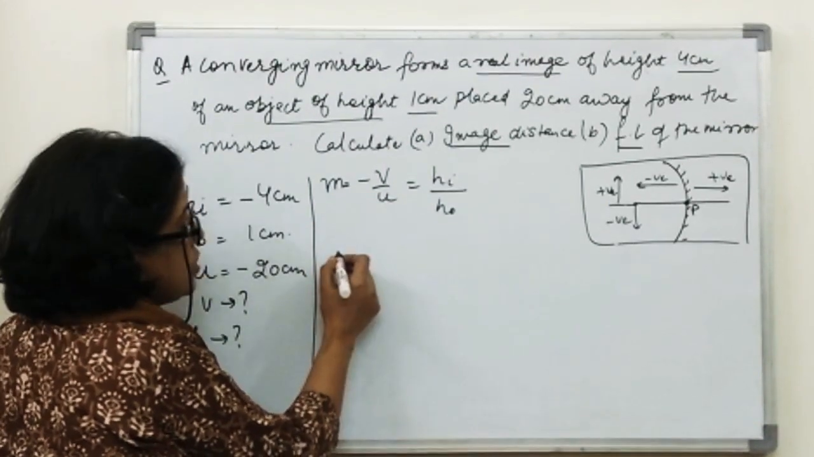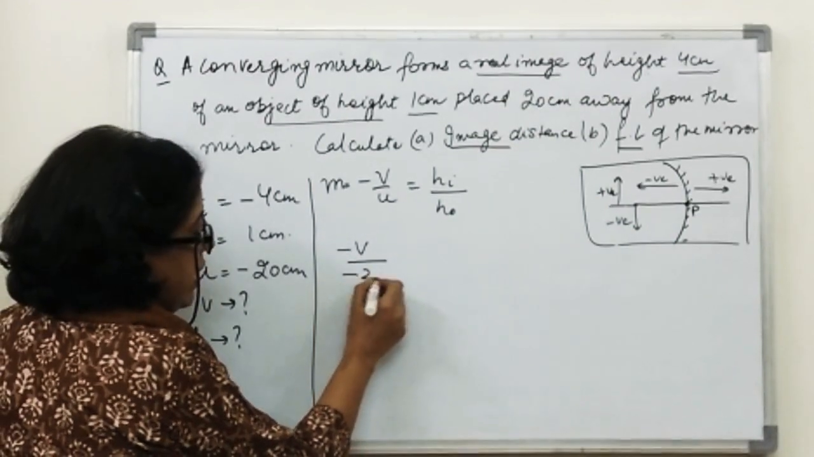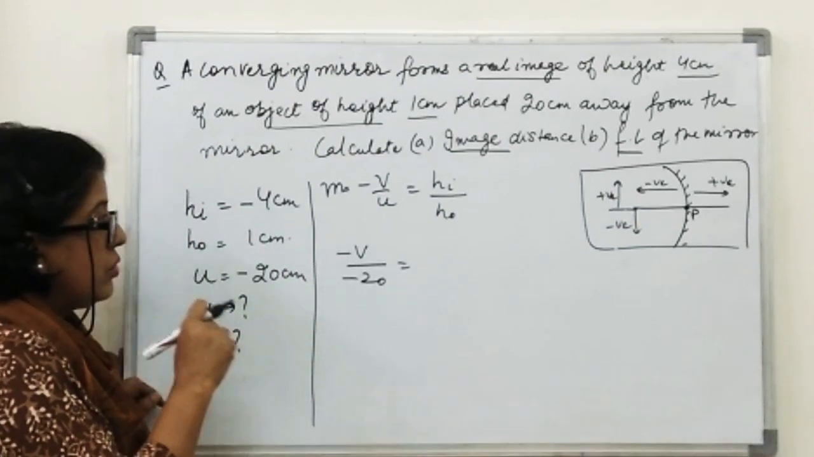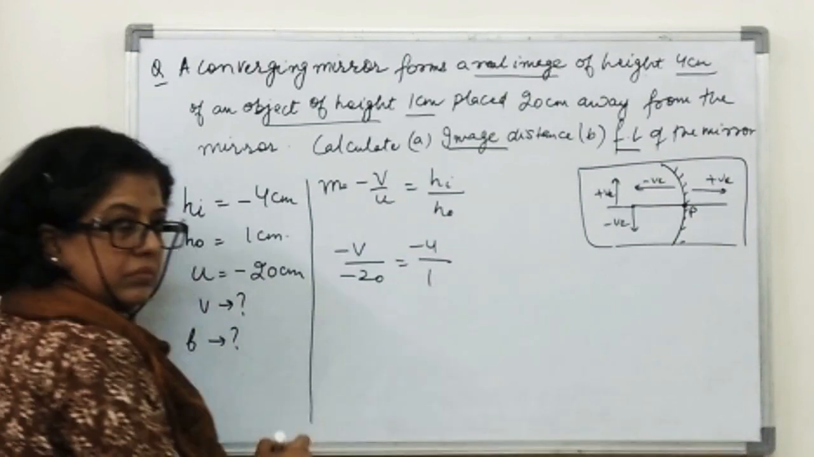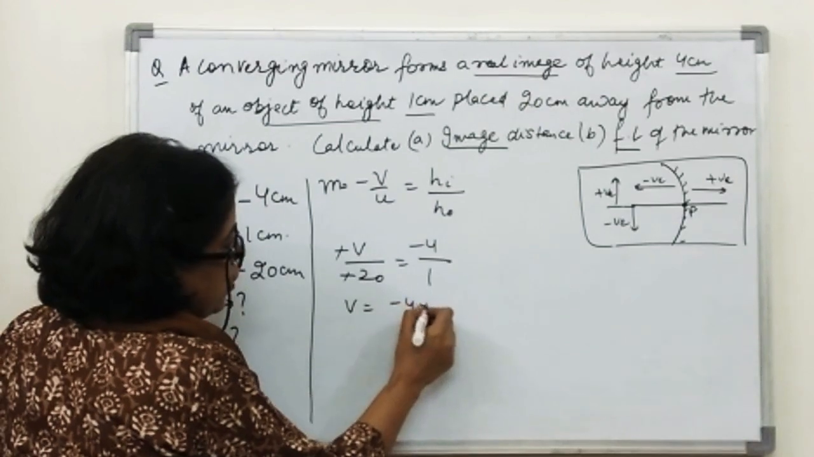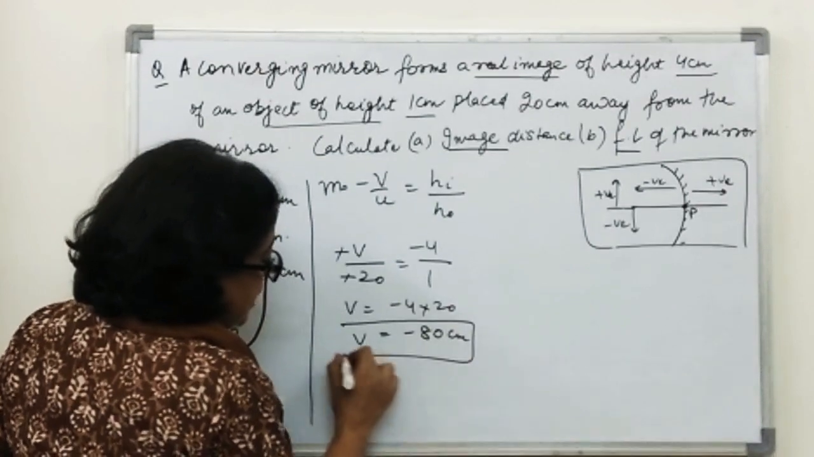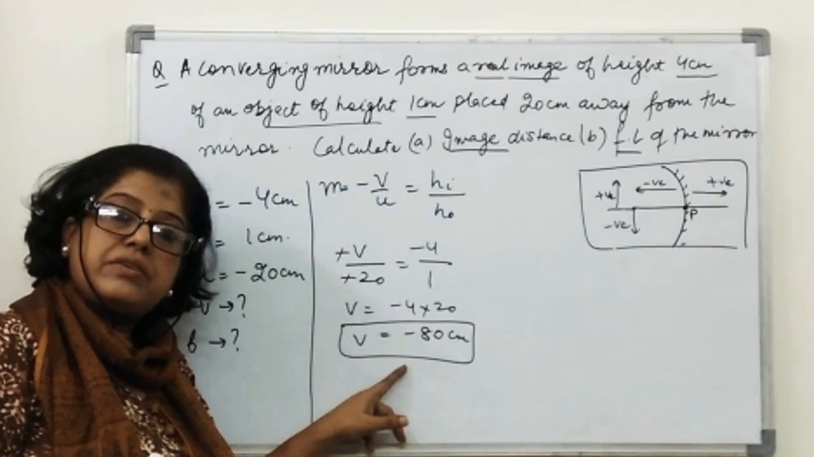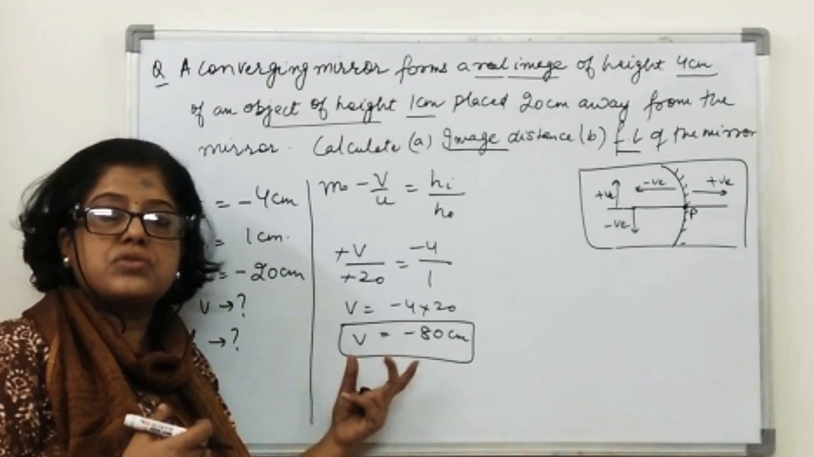So if I put the values, this will be minus V by U, U is minus 20. Be very careful with the sign, otherwise even if one sign goes wrong, the whole answer goes wrong. Height of image is minus 4 and height of object is 1. So this minus gets cancelled with this, and we get V is equal to minus 4 into 20, that is minus 80 centimeter. So V is minus 80. Now the image is real, it's written here, and we are getting V as negative. So in a way we verified, yes, the image distance we are getting is negative, so it is a real image.